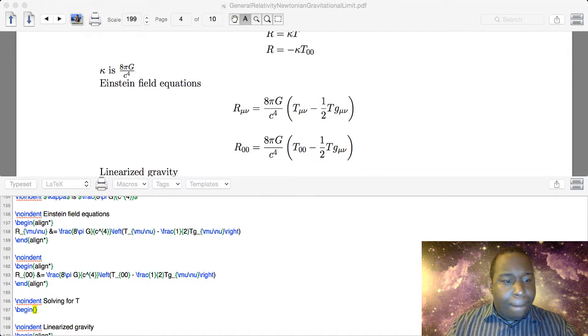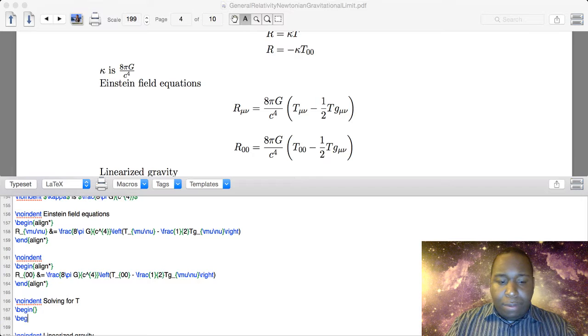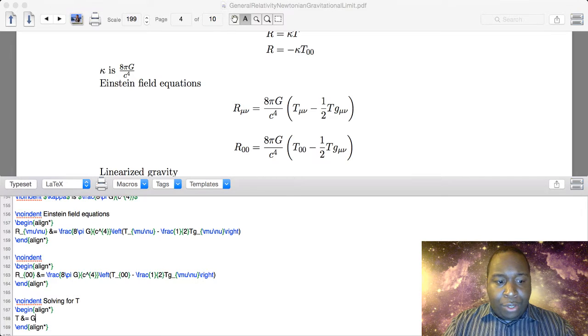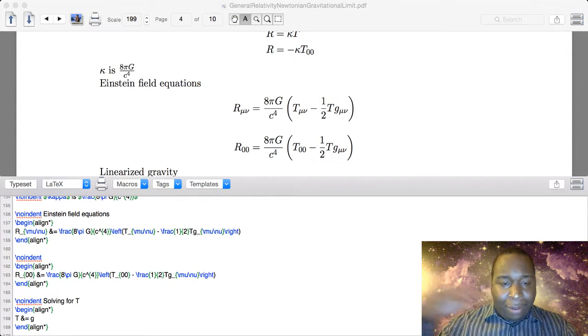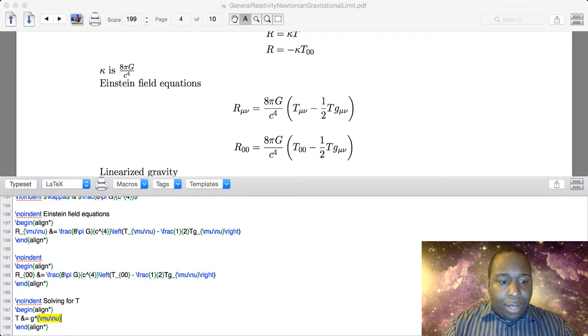Trying to make sure that everything can still be viewed. Begin or end align, excuse me. T takes on essentially the exact same form as R, but for the stress energy tensor. So T is equal to, I think it's the contravariant form of the metric, though I always get contravariant versus covariant mixed up. So g superscript mu nu times the covariant form of our stress energy tensor, T sub mu nu.